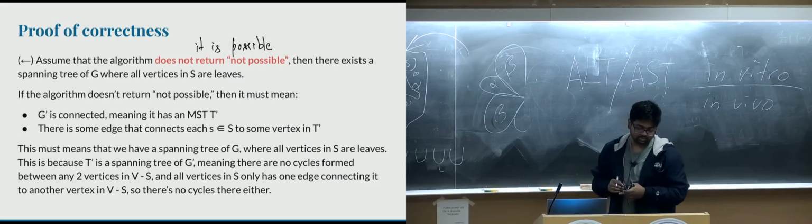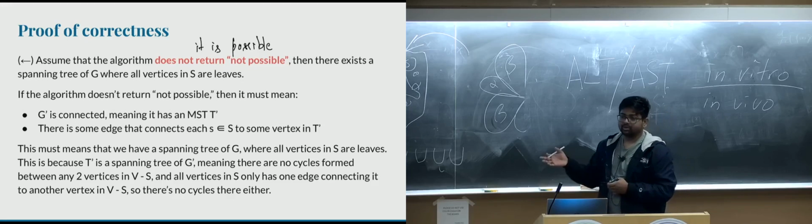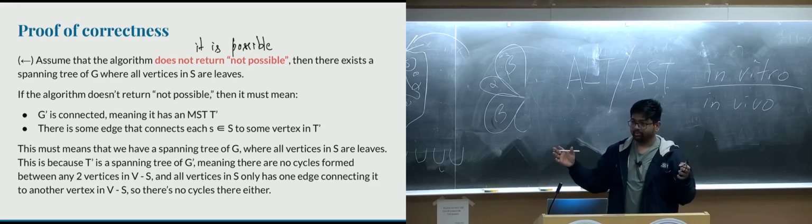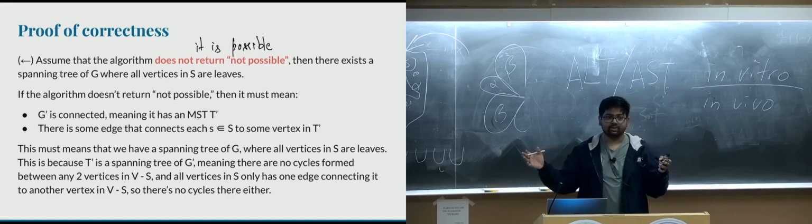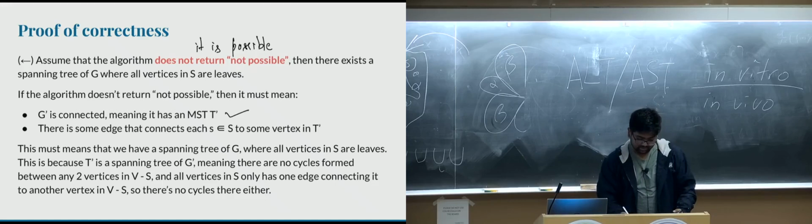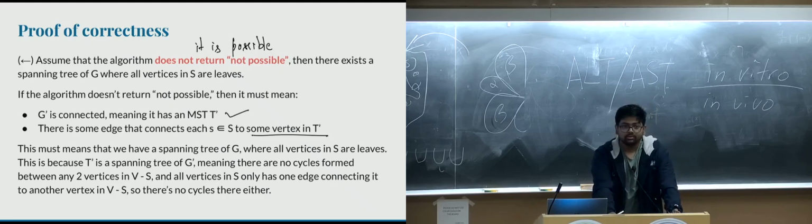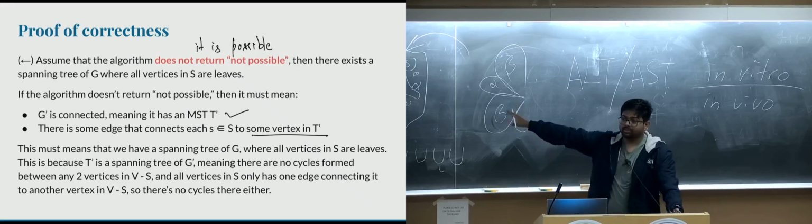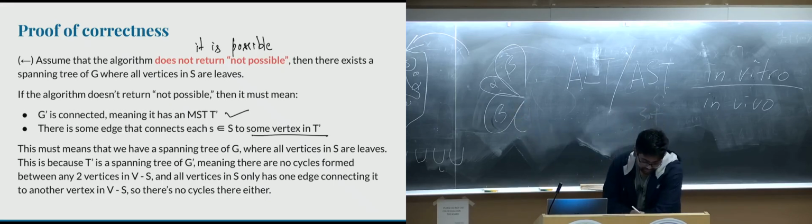So how will you prove this? If it is returning it is possible, that means there is still connectivity in T prime, in G prime, otherwise it would have returned not possible in the first go. So there is indeed an MST T prime which is connected. And the second thing is that there is some edge that connects each vertex in S to some vertex in T prime. This is the property of the algorithm itself. So this must mean that we have a spanning tree of G where all vertices in S are leaves.